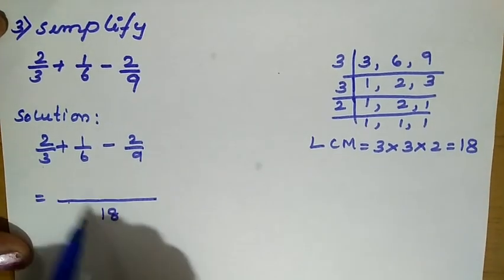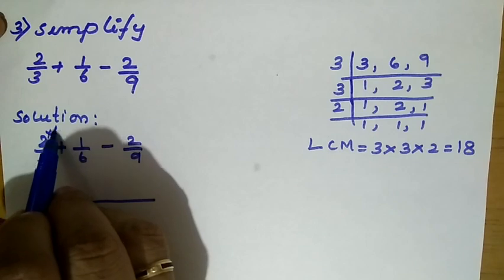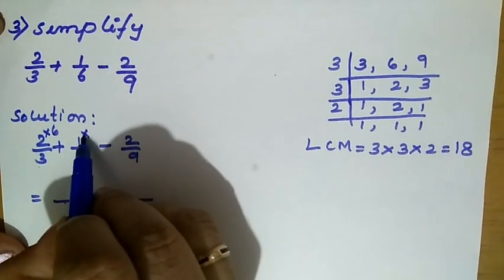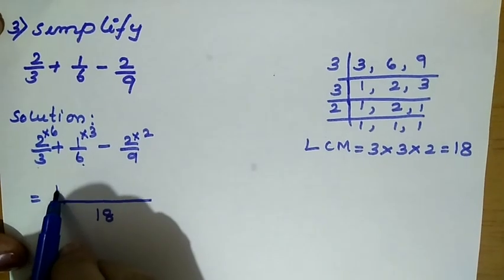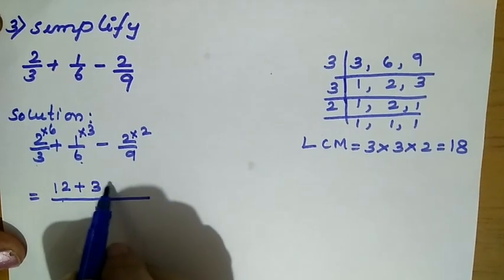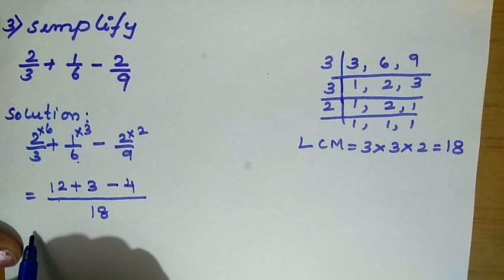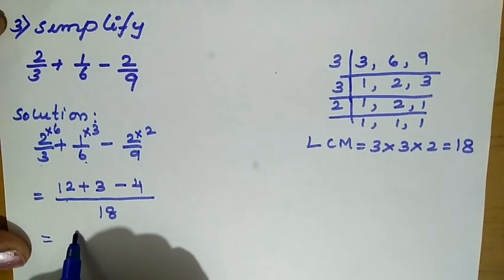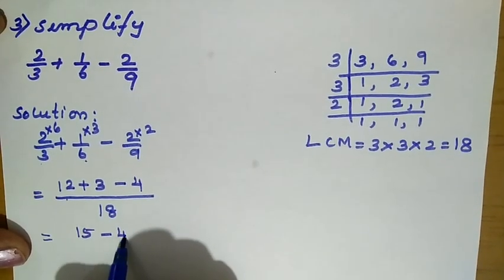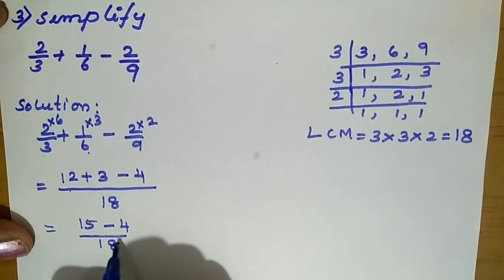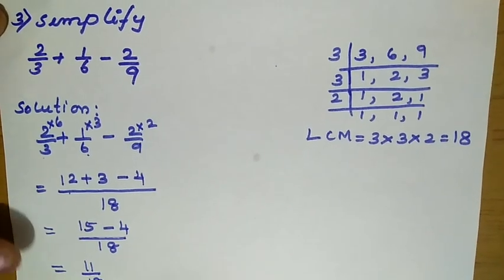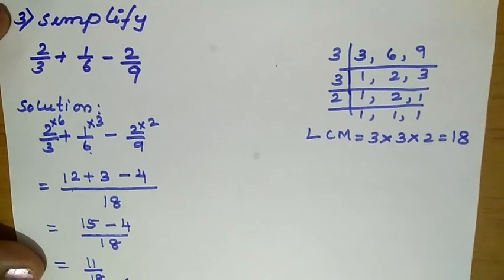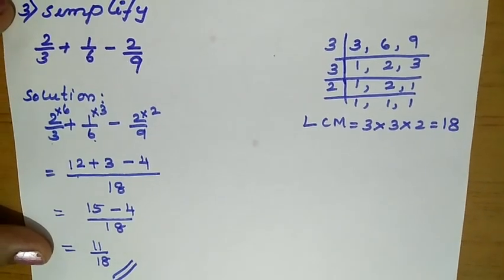So 3 into 6 to be 18. So here 6 into 3, so here 3 should be multiplied. Here 2 should be multiplied. That means 12 plus 3 minus 4, that is 15 minus 4 by 18. It is equal to 11 by 18. That is the answer.